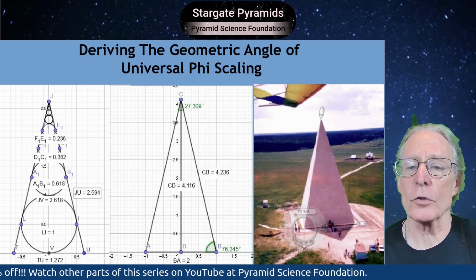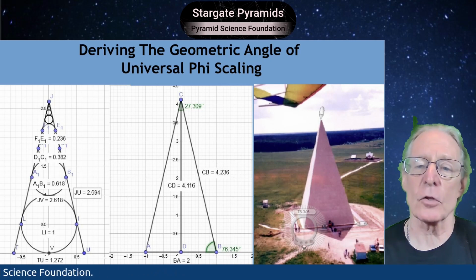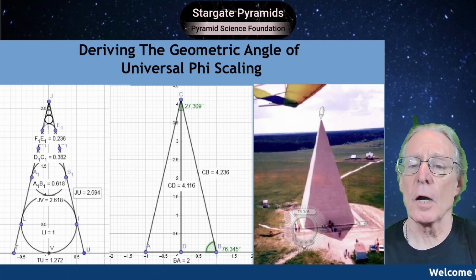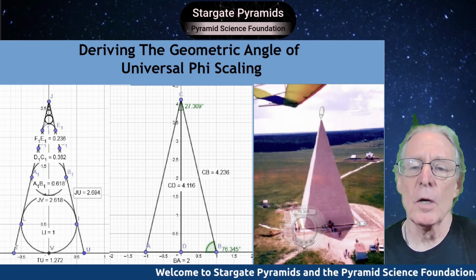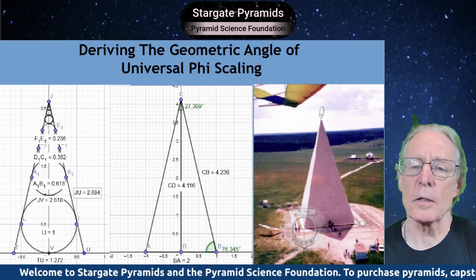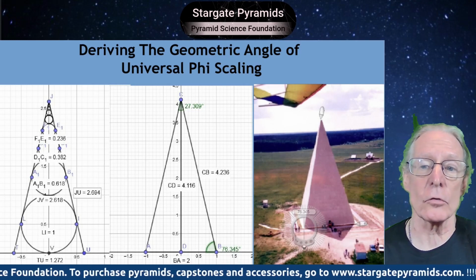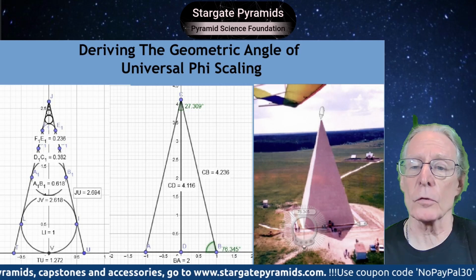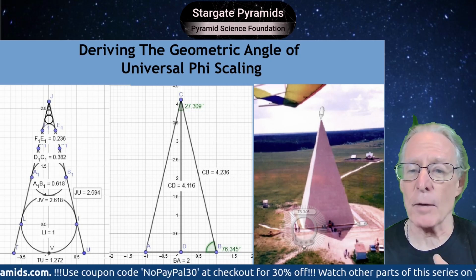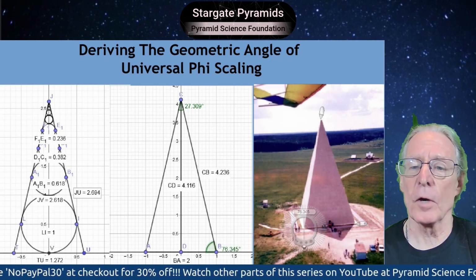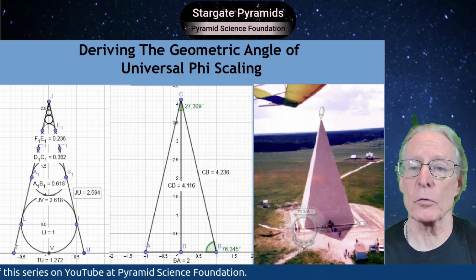So, Lisa Richards, my partner, and I make Stargate pyramids, capstones, apex amplifiers, caduceus coils, and other accessories, all based upon this universal phi scaling geometry of 76.345. But when we first got started, neither one of us knew really what this geometry was. This geometry was never disclosed in the West, and I believe it was suppressed on purpose, given the absolutely essential nature of this information.